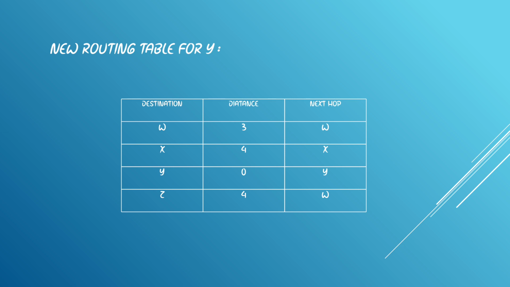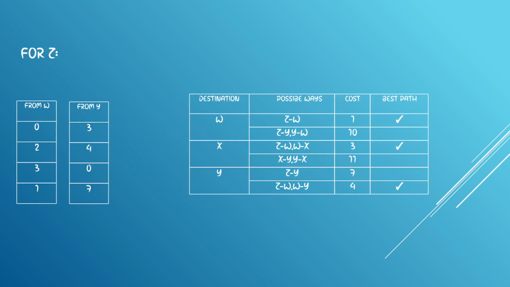Y to X distance is 4 and next hop is X; Y to Y distance is 0 and next hop is Y; Y to Z distance is 4 and next hop is W. And for Z, it is connected to two routers, W and Y.